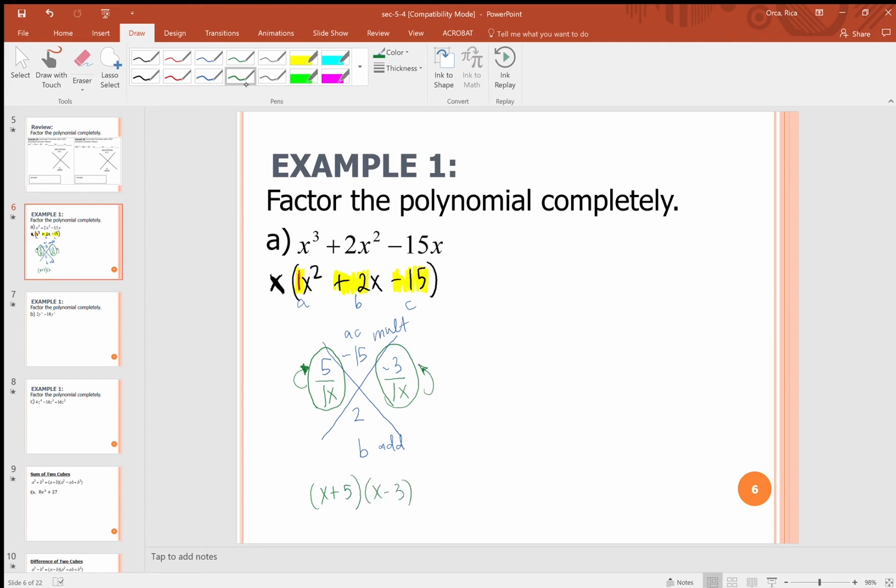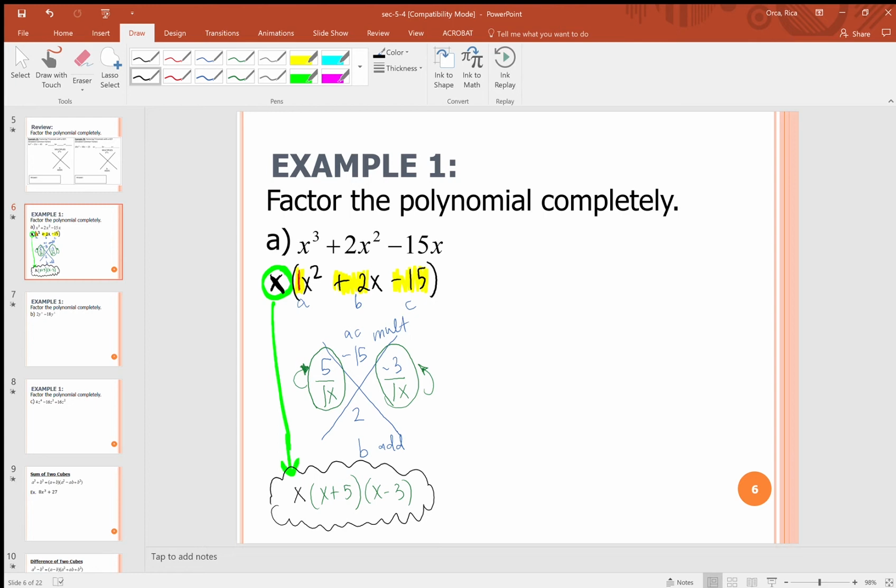And remember, no one gets left behind, so let's go ahead and bring down our GCF, which is x. So the final answer is x times x plus 5 times x minus 3.